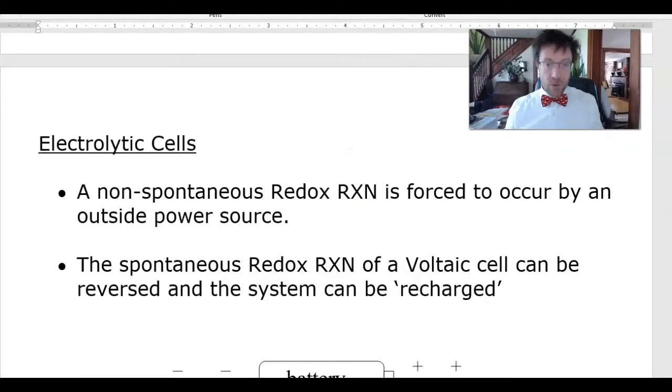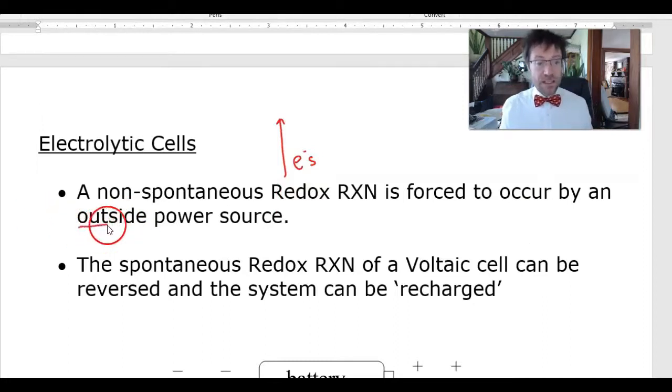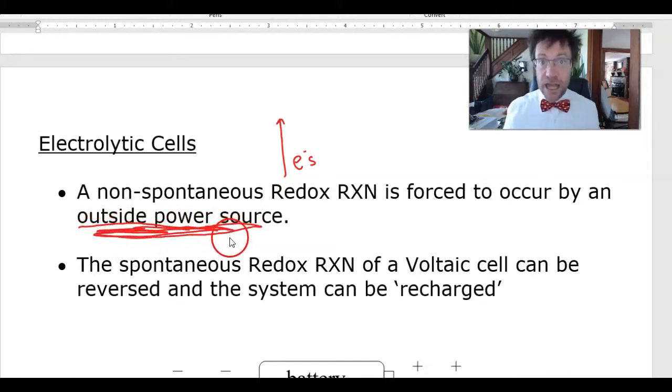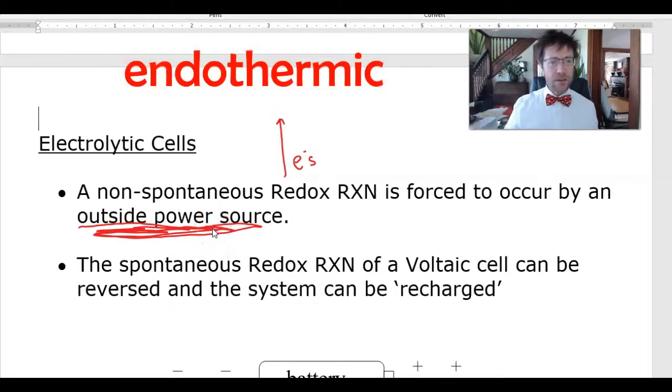Here is the deal with electrolytic cells. Oh, let me get my colors going. There we go. It is a non-spontaneous redox reaction. In other words, the electrons are probably going up. They are climbing on table J. They are not falling down, and it is forced to occur by an outside power source. This is the most important part about an electrolytic cell, and the one thing that really separates the electrolytic from the voltaic. There's an outside power source. In other words, you have to put energy into it to make it happen.